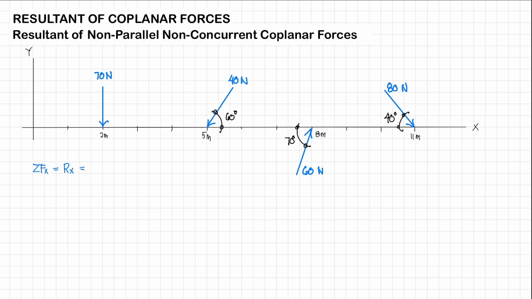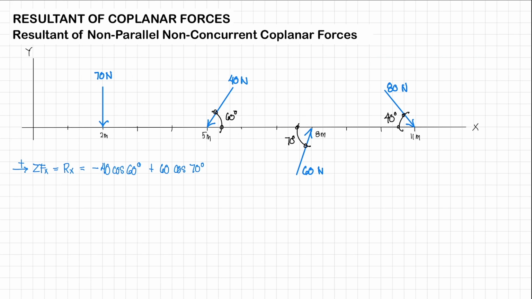So again, we're going to assume a positive direction of going towards the right side. So this one is going to have a negative sign since it is acting towards the left side. So we have here negative 40 cosine 60 degrees. And then for the next force, we have here 60 positive since it's acting towards the right side. Positive 60 newtons cosine 70 degrees. So we have positive 60 cosine 70 degrees.